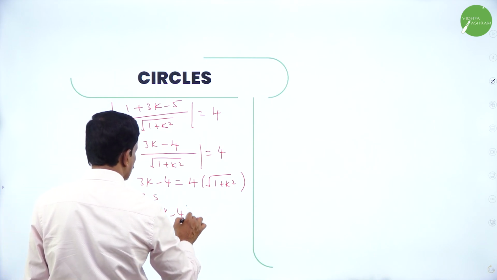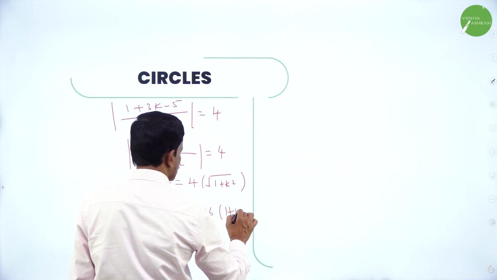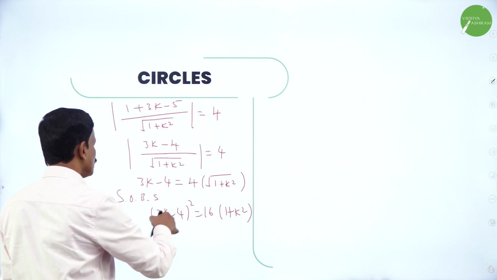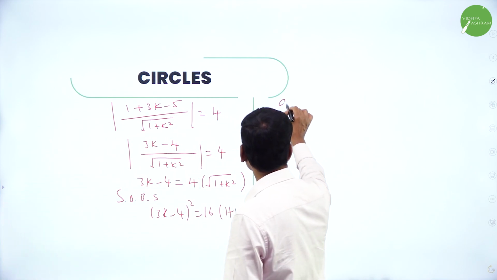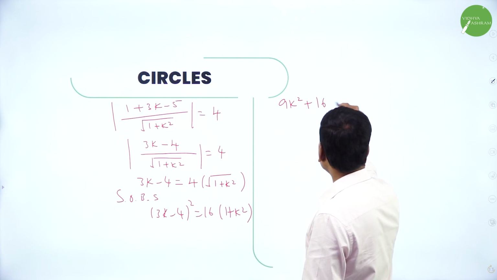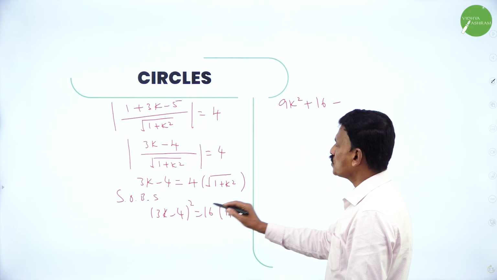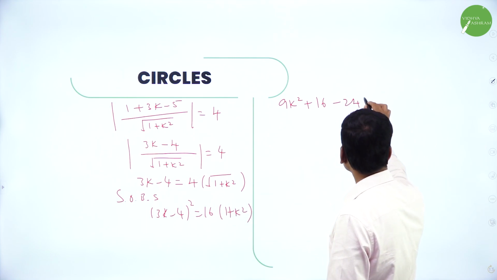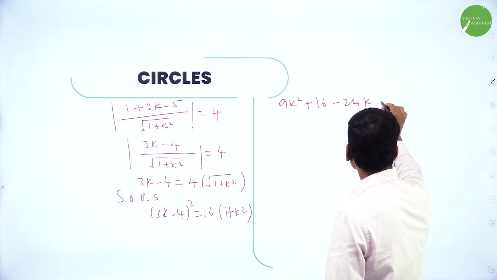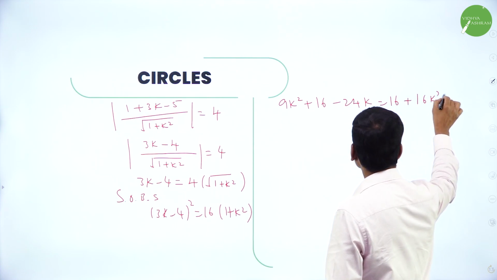3k minus 4 whole square is equal to 4 square is 16. Square root gets cancelled, 1 plus k square. Now just apply (a minus b) whole square: a square plus b square minus 2ab. 4 is 12, 12 twos are 24, 24k is equal to 16 into 1 is 16 plus 16k square.